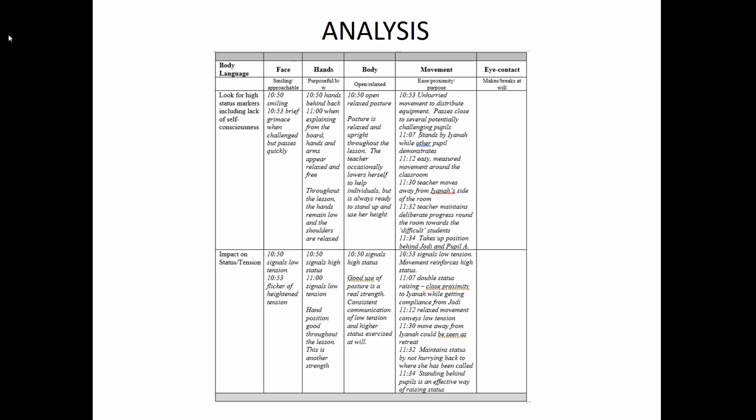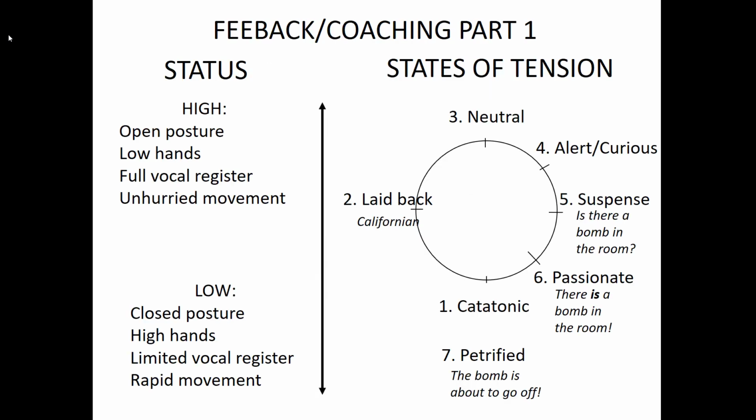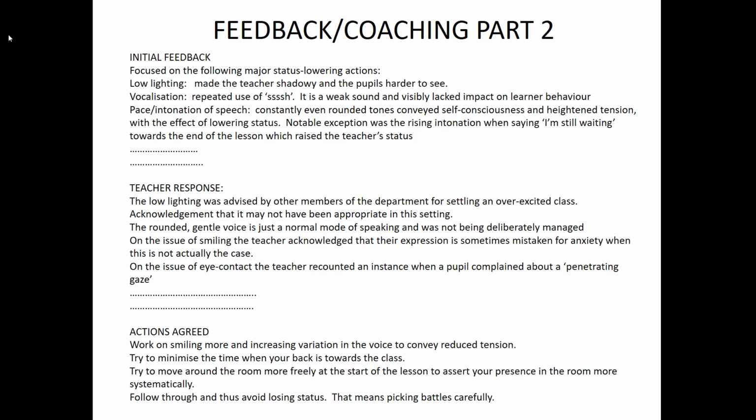Once I've done this, I fed back to my guinea pig teachers with a bit of theoretical exposition. I wanted them to know why I believed the stuff I was talking to them about worked, and I found this diagram quite useful. You can see that the highest status, open posture, full vocal register is the neutral state of tension, and down at the bottom, closed posture, limited vocal register is the high tension state.